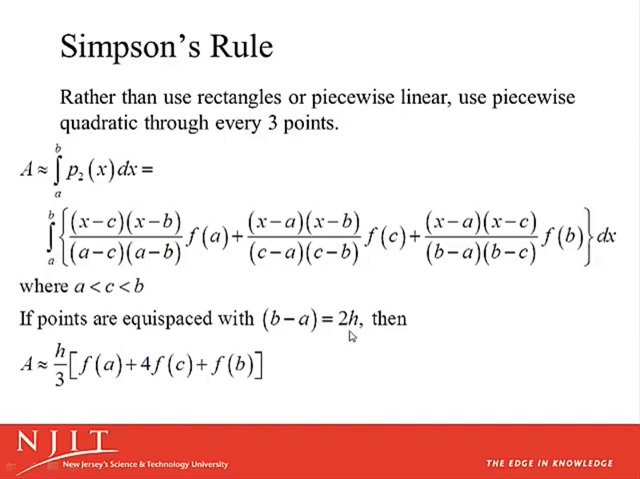zone that we're dealing with will be 2h, and we can work it through and we'll get that the area is approximately h over 3 times the function value at the left plus 4 times the function value in the middle plus the function value on the right, and that's called Simpson's rule.